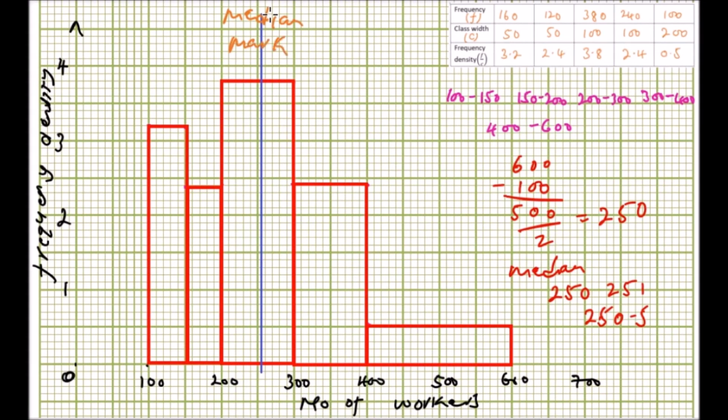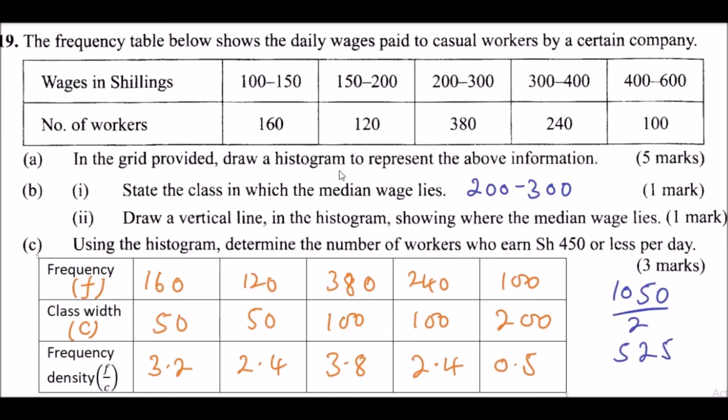Let's go back to the question and see what is expected again. Part C, you are told using the histogram, determine the number of workers who earned 450 shillings or less per day, and you get 3 marks. So that is what is expected.